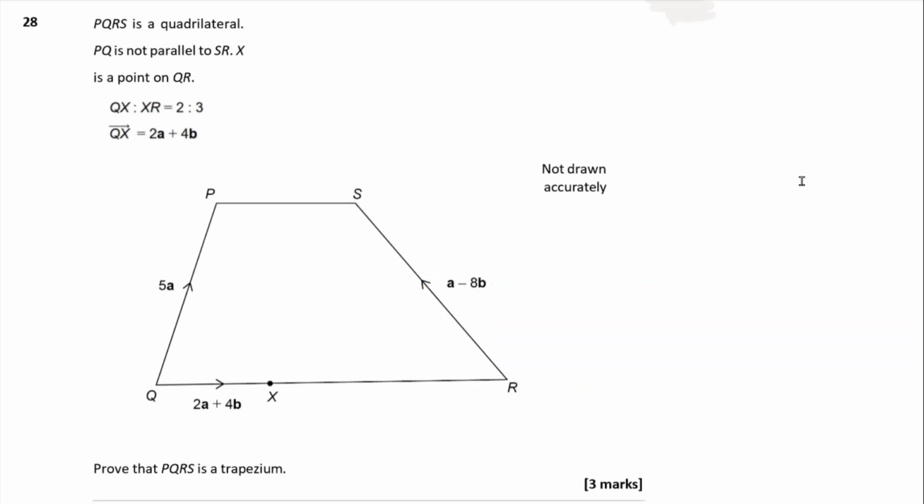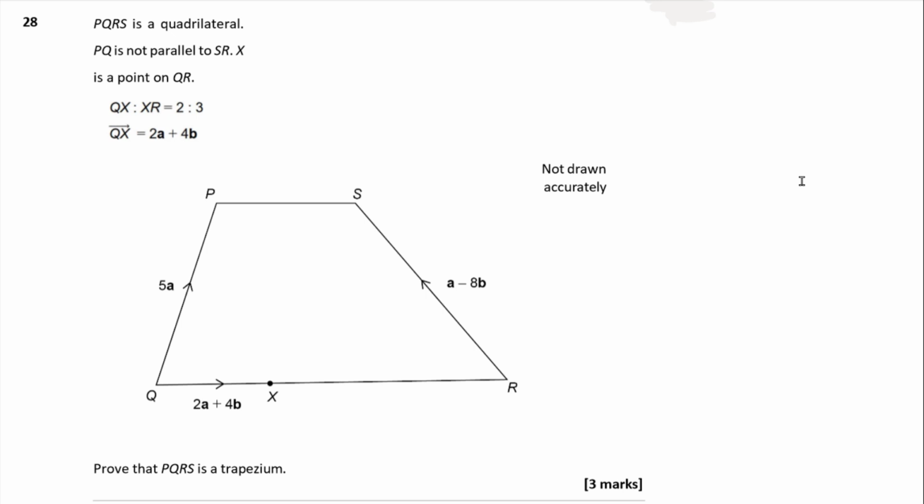Question 28. PQRS is a quadrilateral. PQ is not parallel to SR. X is a point on QR. Q to X to R is in the ratio of 2 to 3. And we're given that the vector QX equals 2a plus 4b. We've got some more vectors drawn on the diagram, and we need to prove that PQRS is a trapezium.